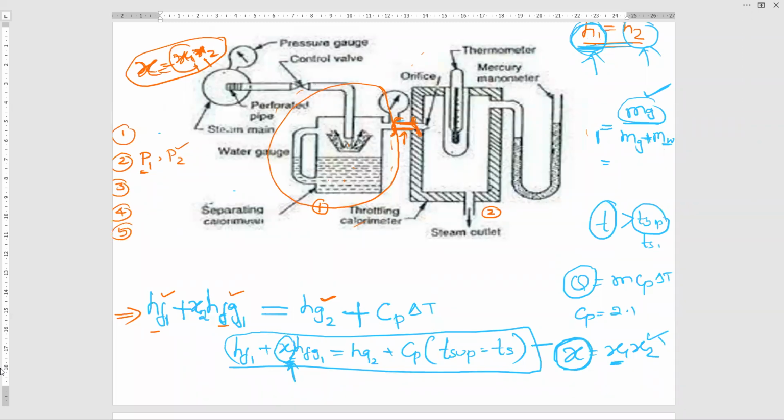I told you the separating calorimeter is maintained at pressure P1, not maintained exactly, but all the values in the separating calorimeter will be taken at pressure P1. Now, here in the separating calorimeter, as you can see, here it is water. Enthalpy of water will be represented with HF. HFG is a mixture of gas and water. HG is completely gas. Keep that in mind. So I have written HF. Now I need to write point 1 or 2. I have to write 1 because this is the first part. I will write HF1.